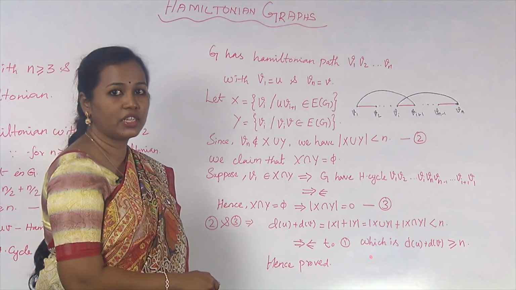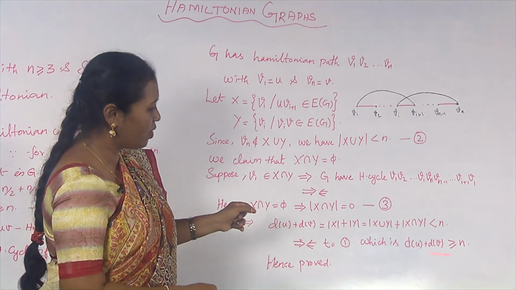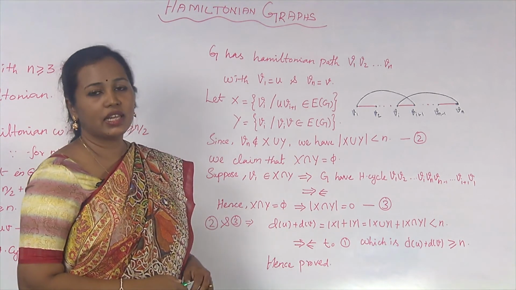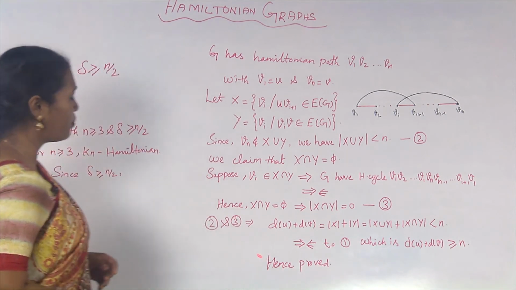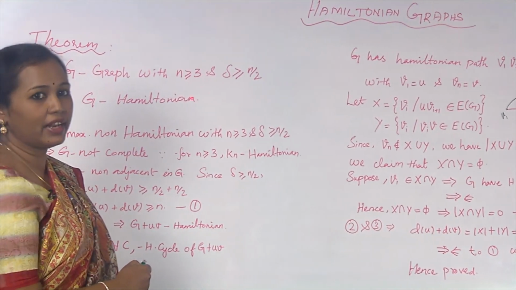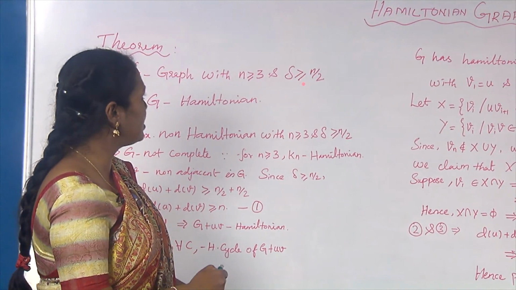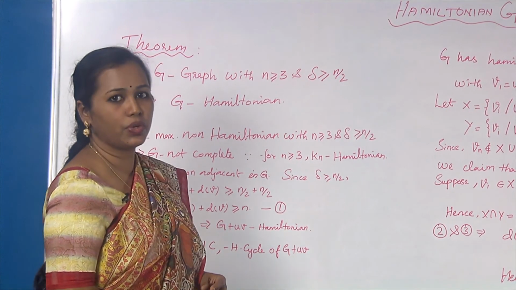Because of this contradiction, we started with the assumption and we are ending up with a contradiction here, and therefore we can say that the graph is definitely Hamiltonian, thereby proving our theorem, that is, any graph with vertex n greater than or equal to 3 and delta greater than or equal to n by 2, then the graph is said to be Hamiltonian.